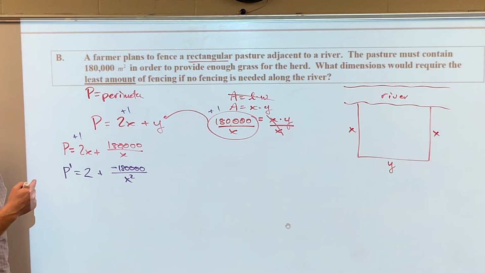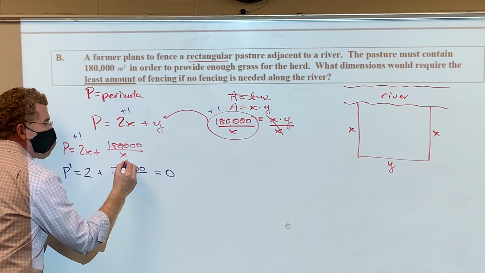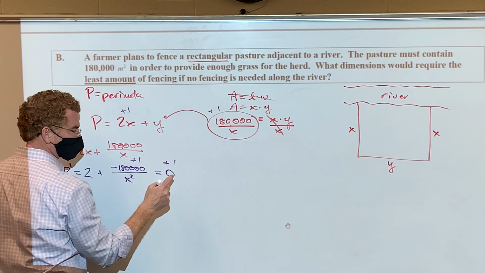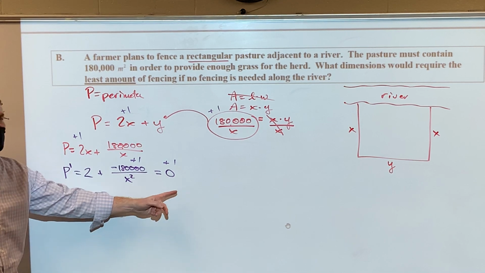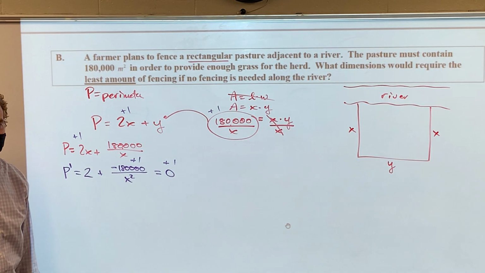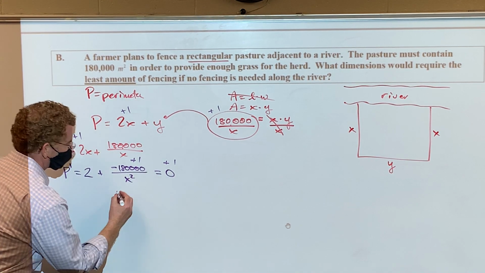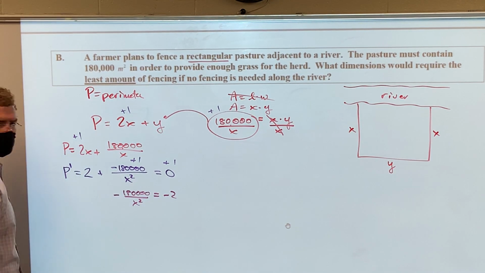Now, that's the derivative, but what am I trying to do? Set it equal to 0. If you set it equal to 0, you've got a plus 1 for calculating the derivative correctly, plus 1 for stating you knew that I was setting it equal to 0. And now you're at plus 5. You're at plus 4, even if you took the derivative incorrectly, because at least you did all your steps. Now, how do I solve this equation? What would you do? Don't make it harder than this. What would you do if you were given 2 plus that equals 0? Move over the 2. Okay, so now you have negative 180,000 over x squared equals negative 2. Then what would you do?